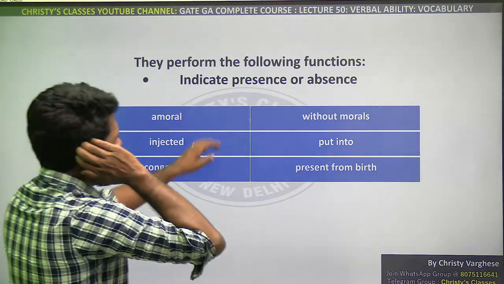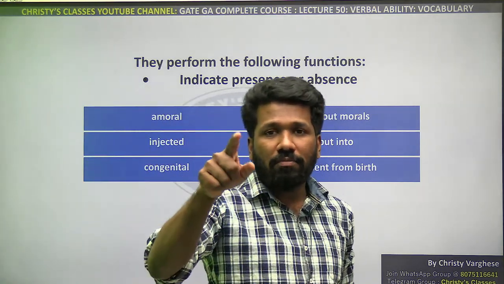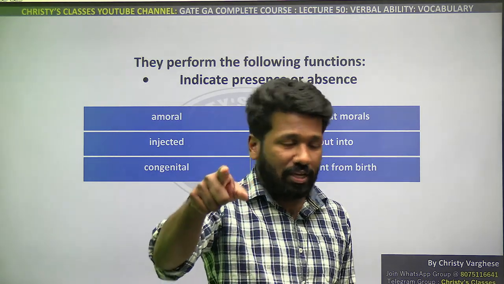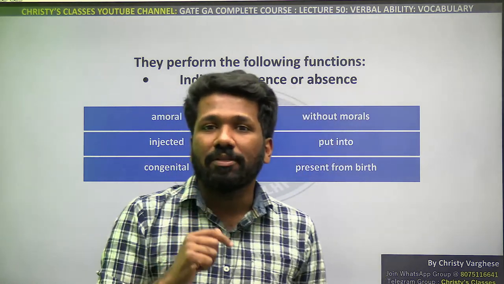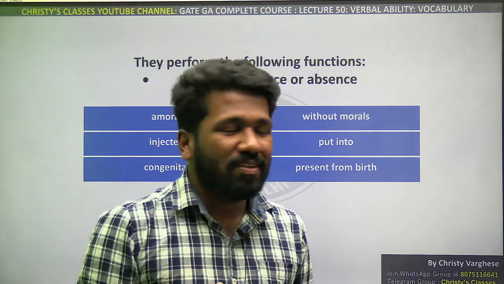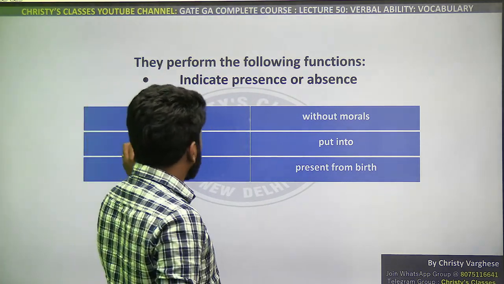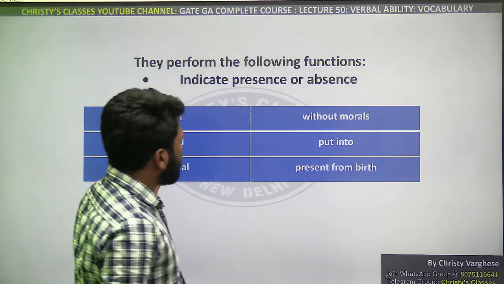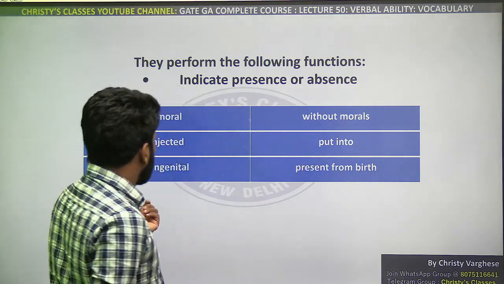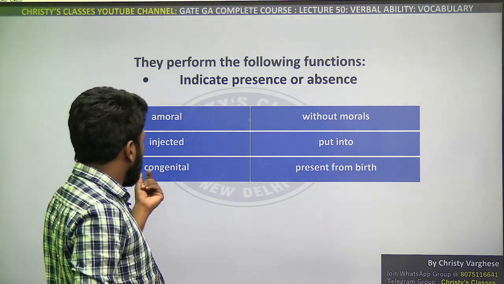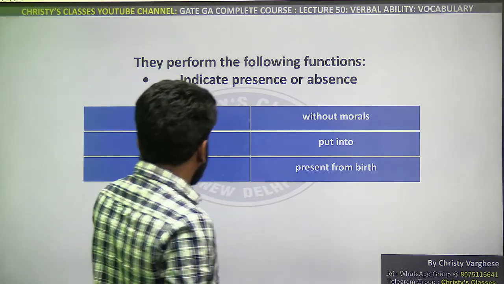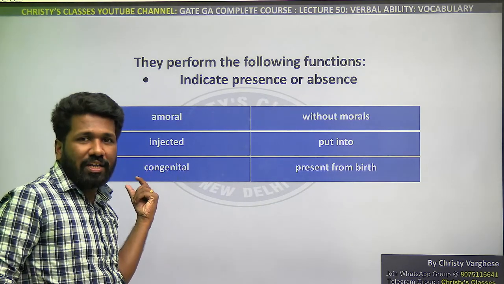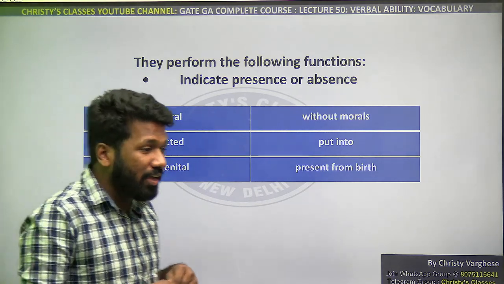The first function of prefixes is that it indicates presence or absence. We have seen this in antonym and synonym discussions, and in the analogy session you have seen examples too, like popular, unpopular. Amoral, so moral, without moral is immoral. Injected means put into, so in is the prefix. Congenital means present from birth, so con is a prefix. Genital, congenital. Are you understanding?